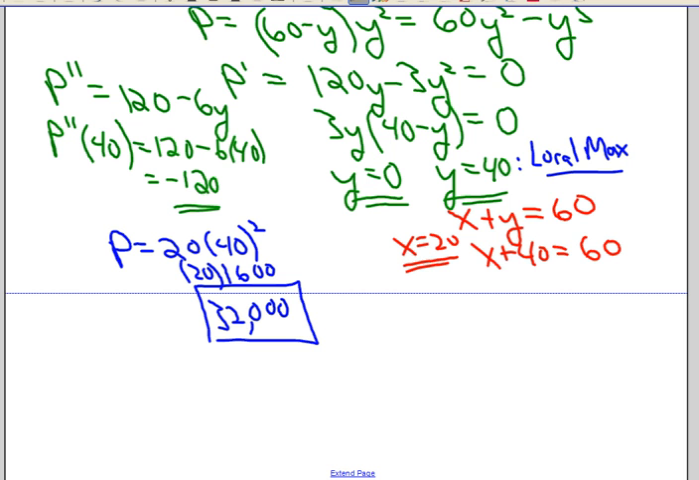We can check with the text and see what choice that is. Hopefully that's one of the choices. I got to double check that. This is problem 53, and that looks like choice D. So our final answer is 32,000, choice D. That completes the problem.